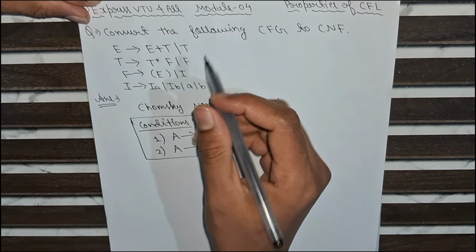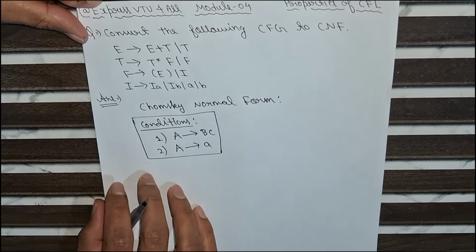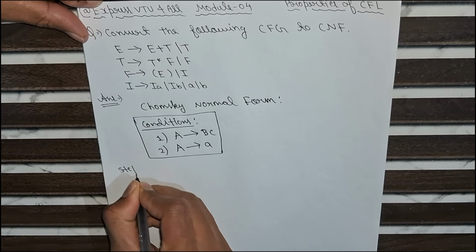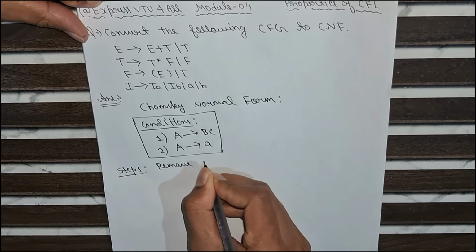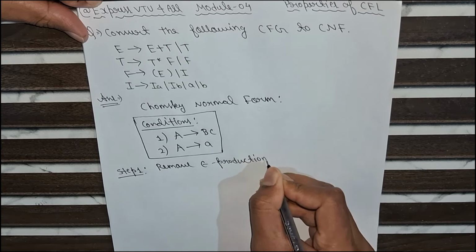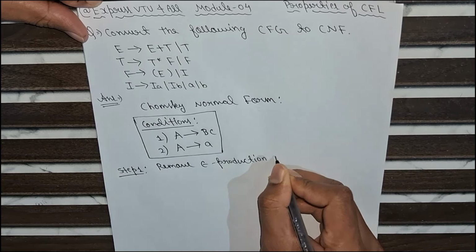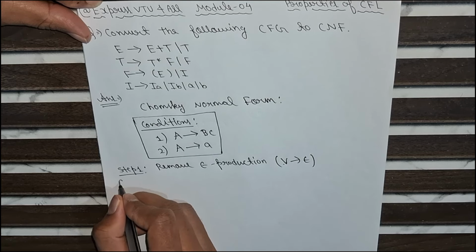Now we will move to convert this context-free grammar to Chomsky Normal Form. Step 1 is to remove epsilon production. Epsilon productions are those in which a variable implies an epsilon. Here in the grammar there is nothing like this, which means there is no variable which implies an epsilon. So we will move to step 2.